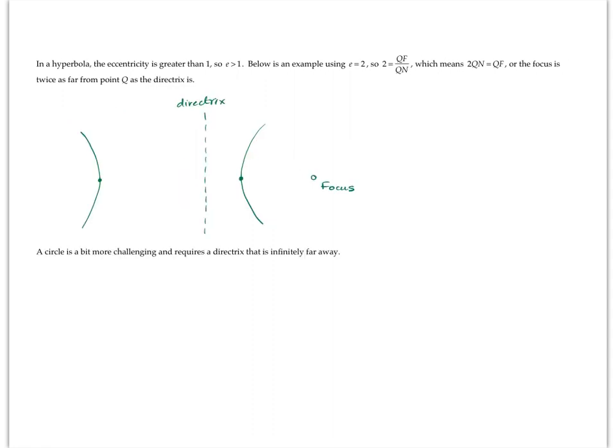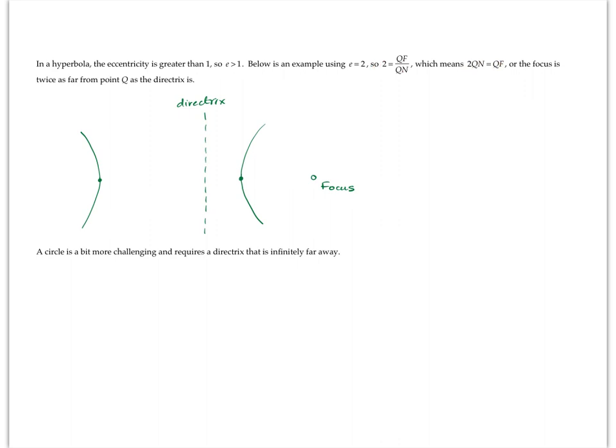So now let's consider a hyperbola. For a hyperbola, again using the directrix and focus, we use an eccentricity that's larger than 1. So for the example that I've drawn here, I'm using eccentricity of 2. Again, remember eccentricity, you use the variable e, and it's the ratio of the distance from a point to the focus over the distance from the point to the directrix. So if I take this equation and multiply both sides by QN, then I'm saying 2 times QN is equal to QF.